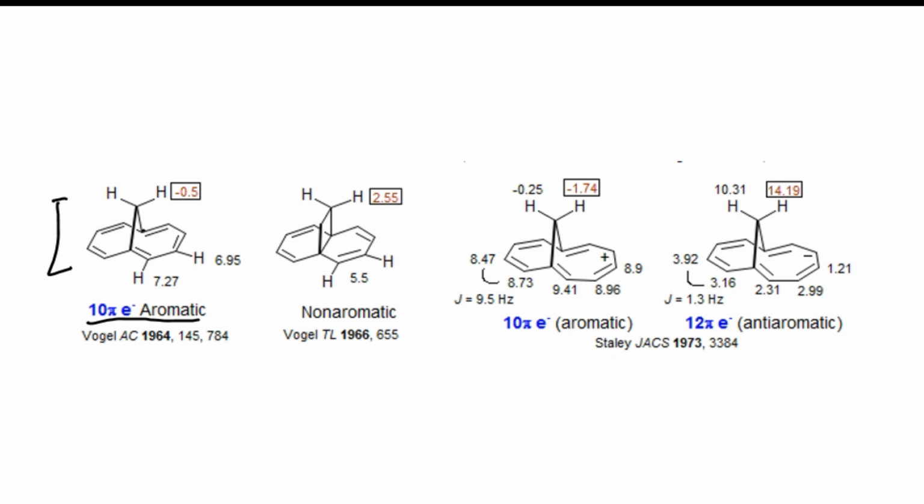You can see that this hydrogen falls in the shielded zone because it is just above the pi electron density. That's why the value is minus 0.5. And as usual, the peripheral hydrogens have a significantly higher delta value, which is around the 7 region.